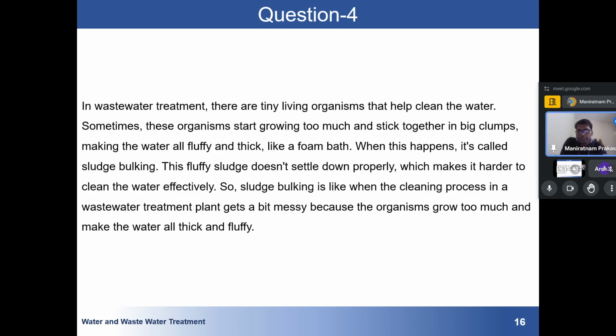In wastewater treatment, there are tiny living organisms, also known as microbes, that help to clean the water. And how do they help clean the water? They degrade the organic matter. Sometimes these organisms start growing too much and sticking to each other in big clumps.